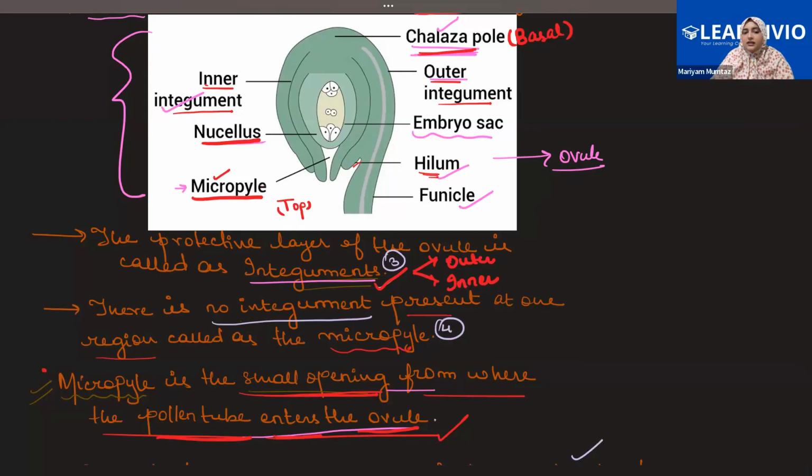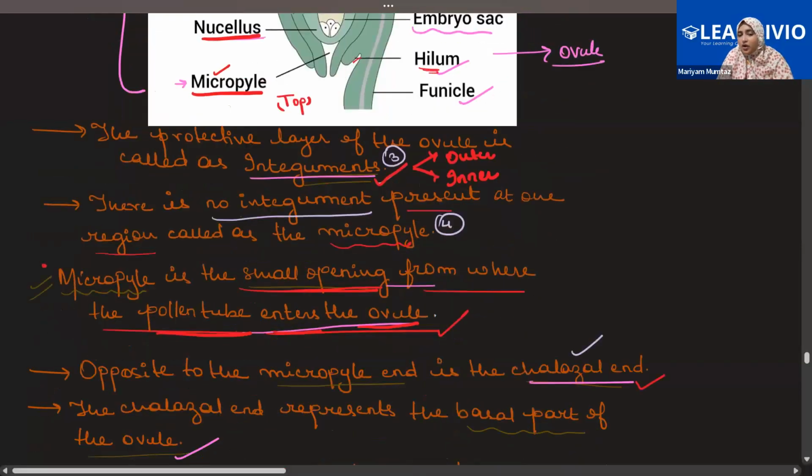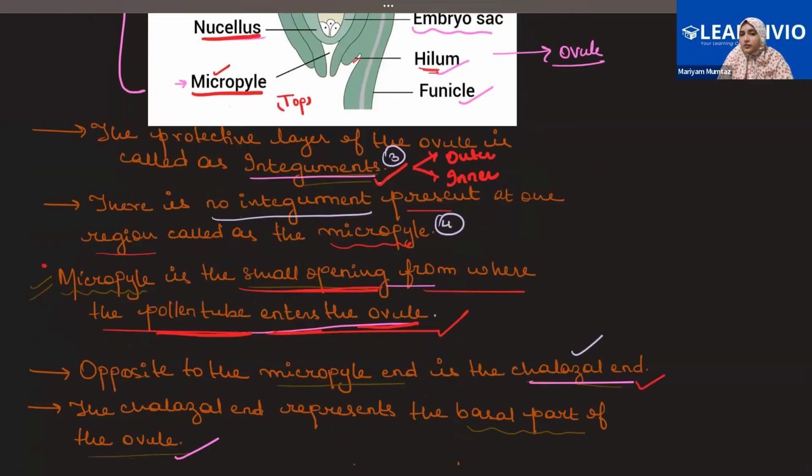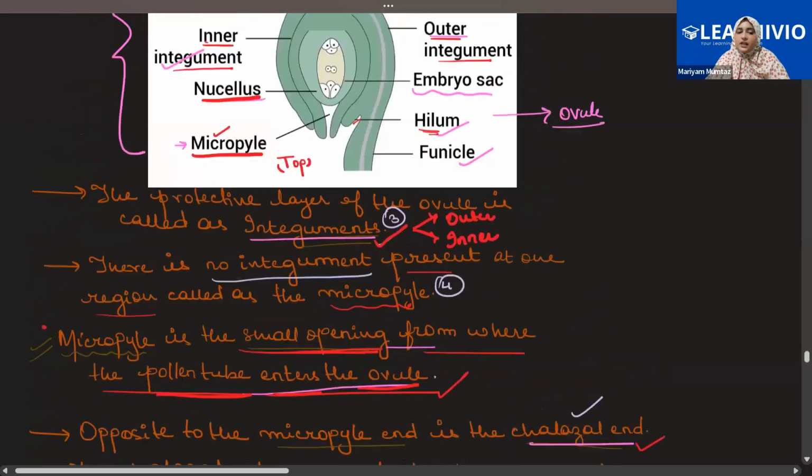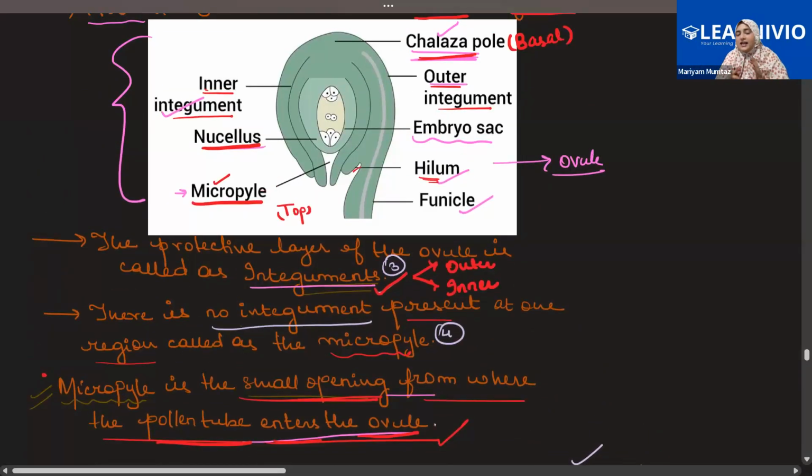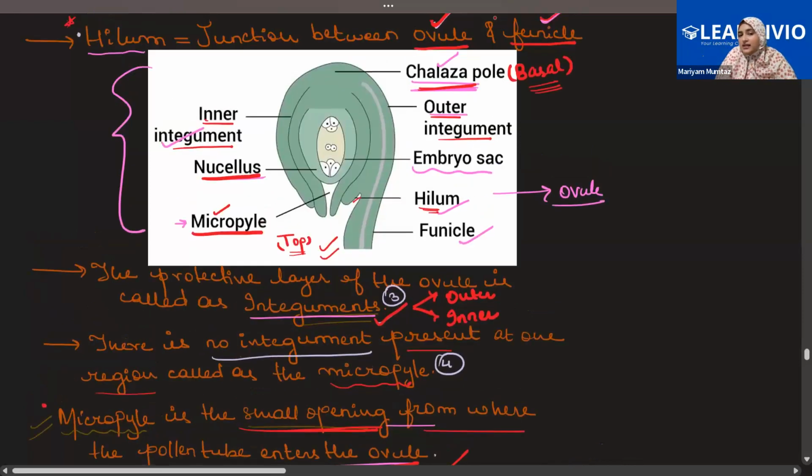Now, micropyle is the small opening from where the pollen tube enters the ovule. Right now, just remember that it is the opening from where the pollen tube would enter. We'll see how that happens. Now, remember that whichever side micropyle is present, that side is considered as the top side. Even though it is pointed downwards, this is the top hand side. And the basal part of the ovule is represented by the chalaza.